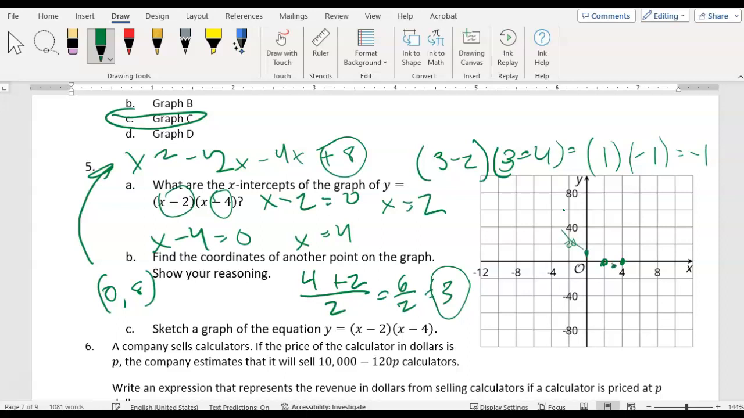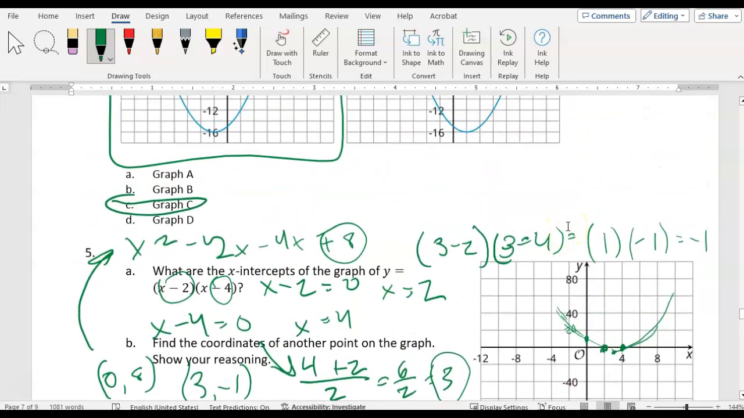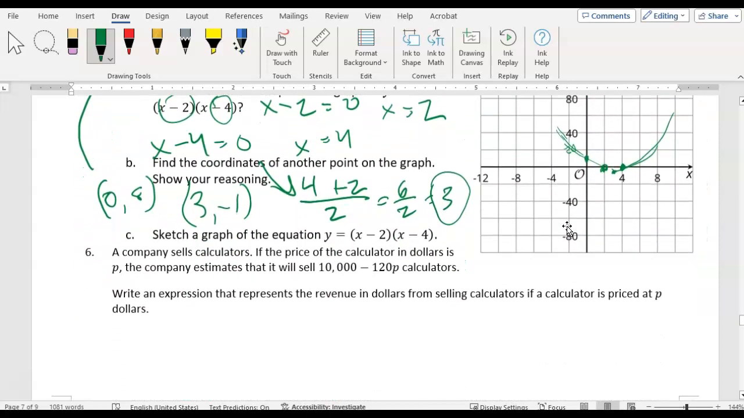So this graph would be on this scale pretty wide looking because of the scale on the y-axis. All right, but that would be your graph, more or less. Okay, again, it's kind of a weird looking graph, but you could also have 3, negative 1 as your vertex, showing your reasoning using your midpoint formula and then plugging that in to find out what y equals.